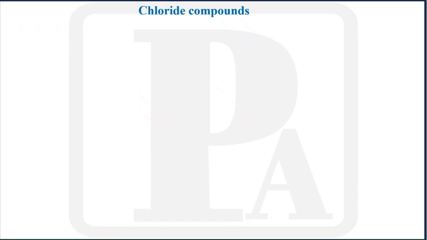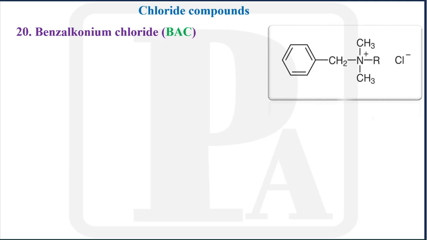Now we are going to see chloride compounds. First one is benzalkonium chloride. This is otherwise called BAC. Look at the structure of benzalkonium chloride. What is it? This is having benzyl. That benzyl is connected with dimethylamine, and that nitrogen is connected with one more R. R is alkyl. This is a quaternary nitrogen, and that is connected with the chloride. That's why it is called benzalkonium chloride.